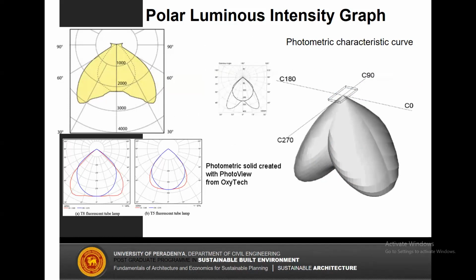Actually, nowadays we are not talking about these 2D polar luminous intensity graphs, although as tradition they give it. Nowadays we give a 3D graph like this, which shows the distribution of luminous intensity three-dimensionally in all directions. So for a particular light bulb, this is the 3D luminous intensity distribution.